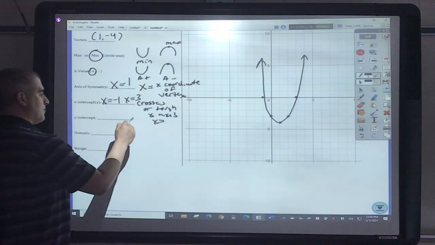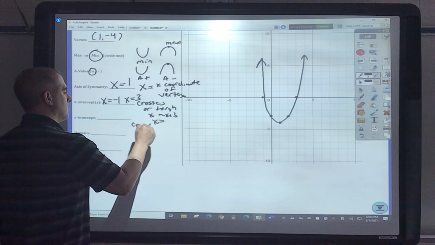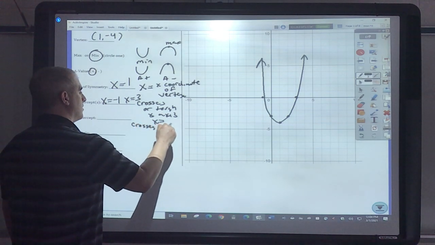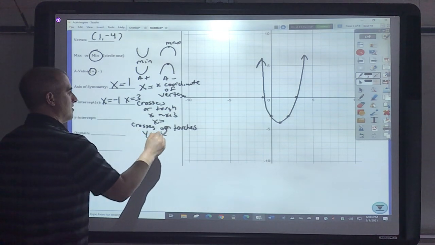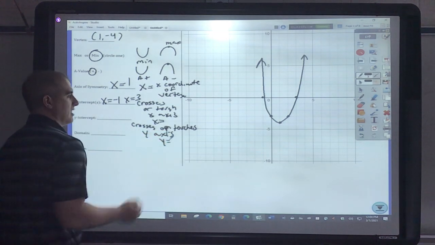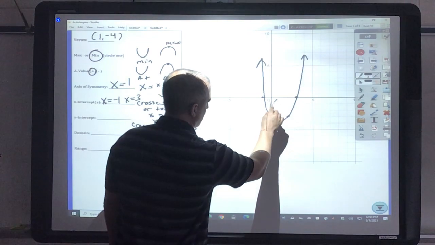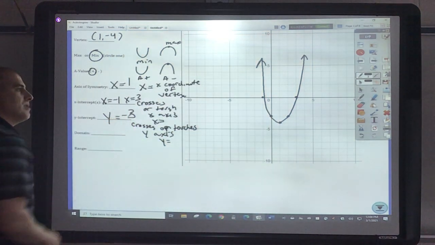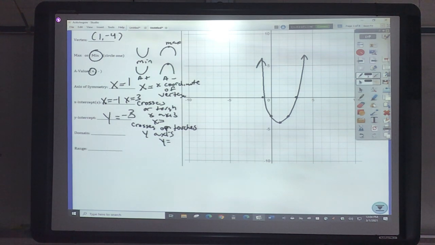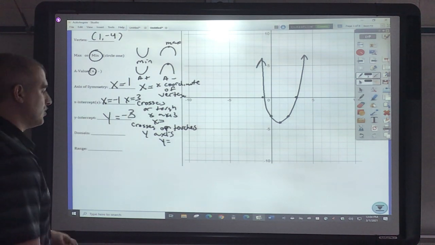The y-intercept is where it crosses or touches the y-axis. So in this case, it's going to be a y equals answer. So this crosses at 1, 2, -3. So that is going to be y equals -3 for the y-intercept. Okay. Now the domain and range.